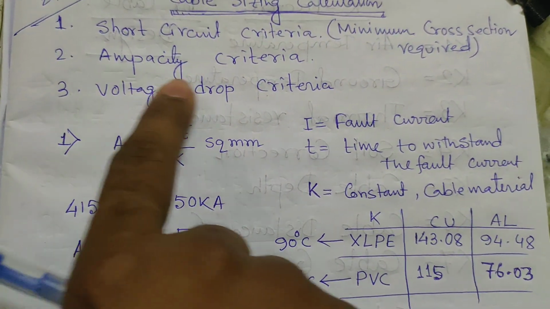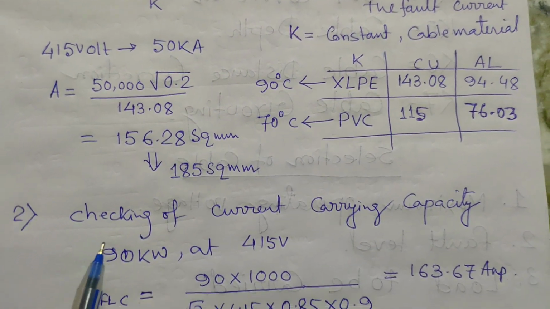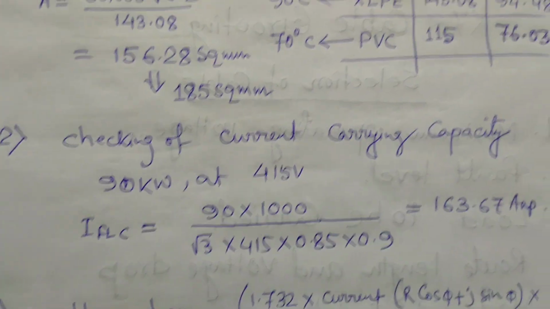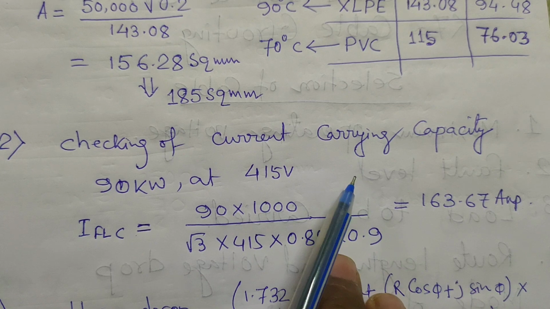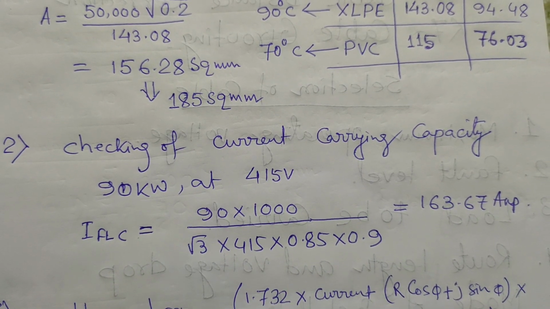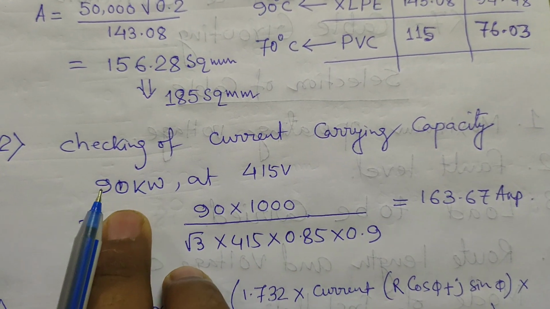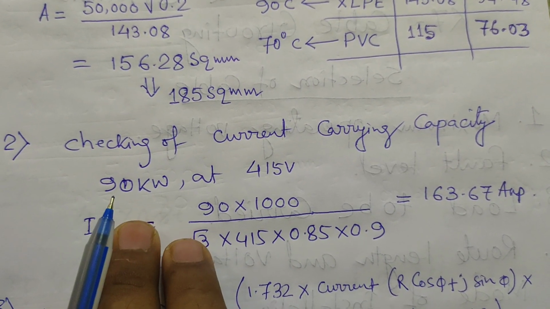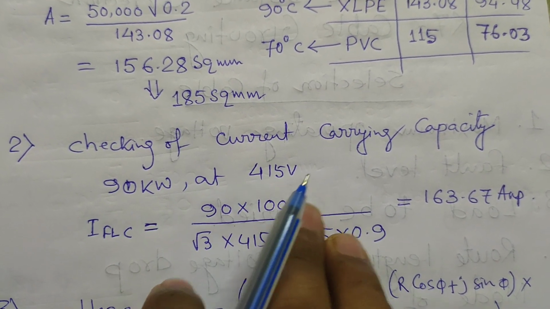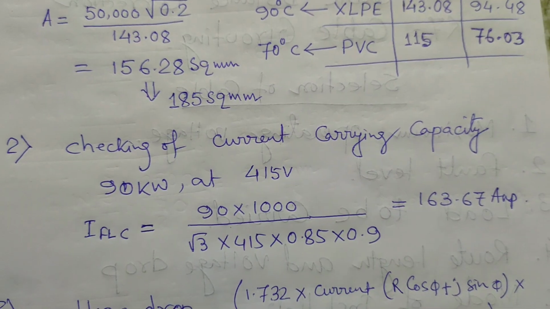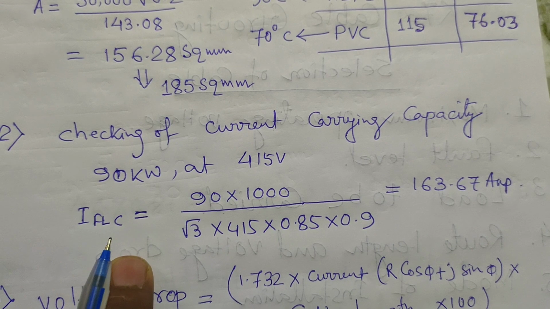The second is the ampacity criteria. What is ampacity criteria? The CCC, the current carrying capacity. Depending on the current carrying capacity, we identify the cable size. How? Suppose some small industry has a load of 90 kilowatt at 415 volt. What is the full load current for this industry?